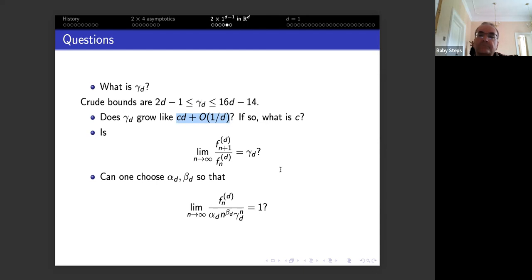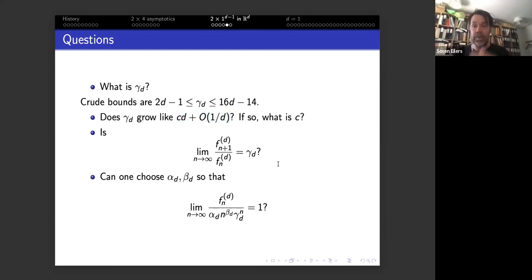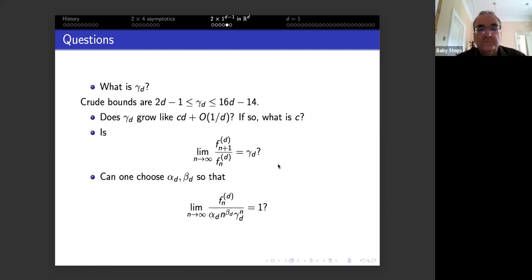And then, of course, you can ask the same. If you take these fractions, will it converge? And can you find alpha, beta, gamma just like before, which approximates? I should say this explicitly, by the way. I do not know, even for the 3-dimensional Lego, if this quotient converges. It's an open question.